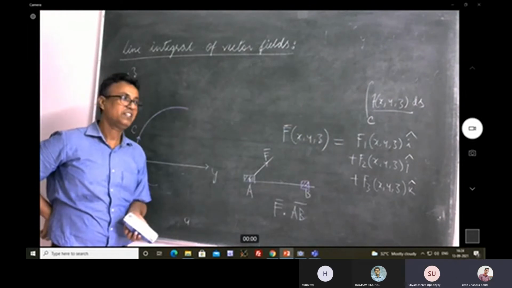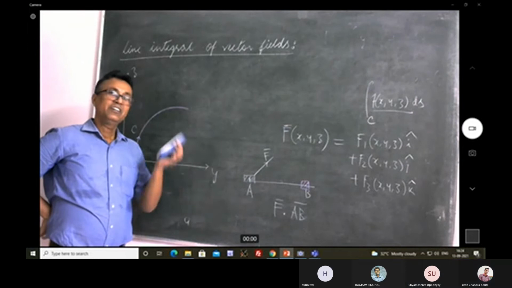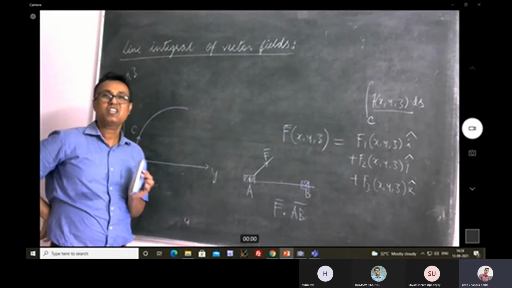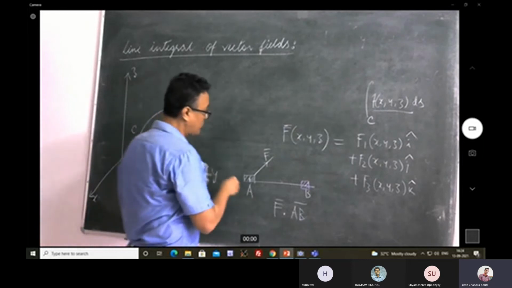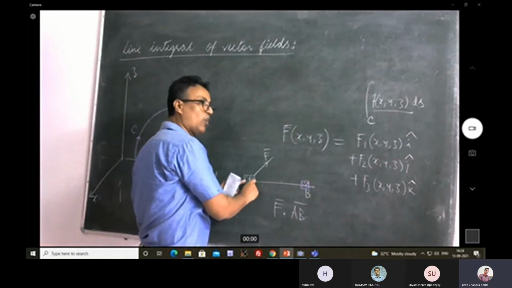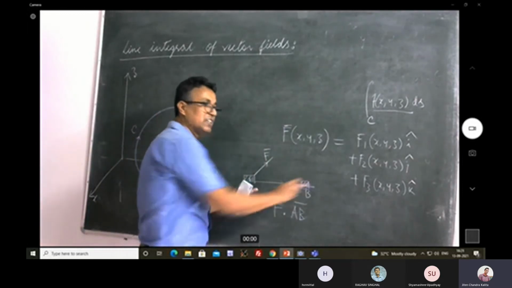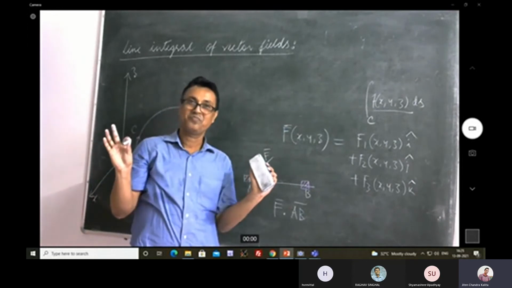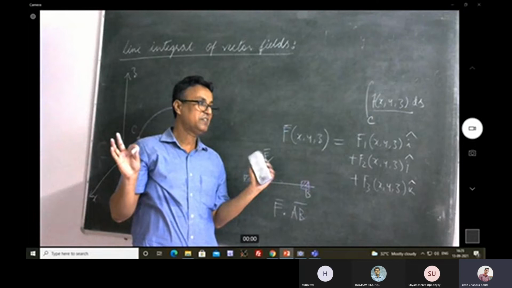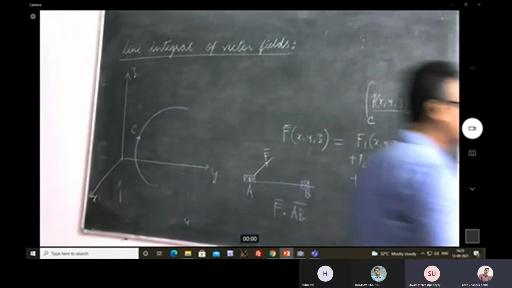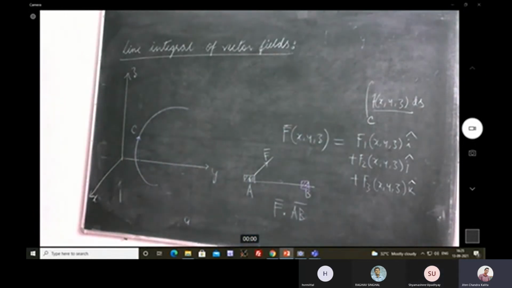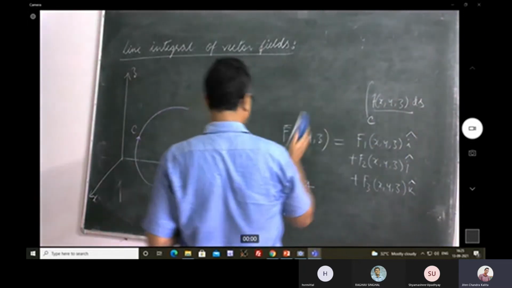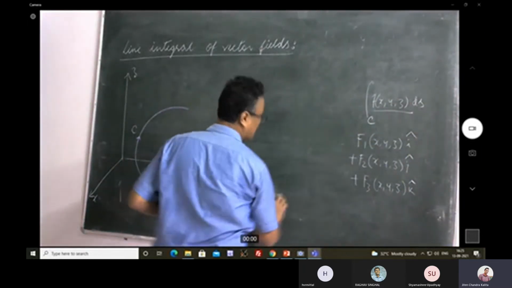Now, we'll be interested to see what is going to happen if, instead of the force moving an object along a straight line, it moves along a curve. Everybody fine? That's what I'm going to do. So let us start.